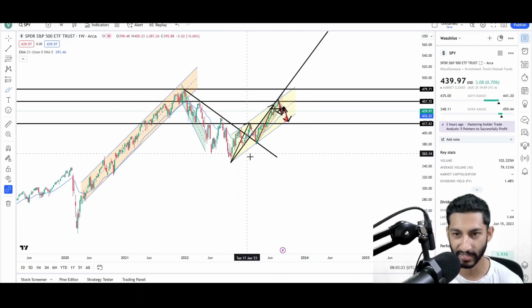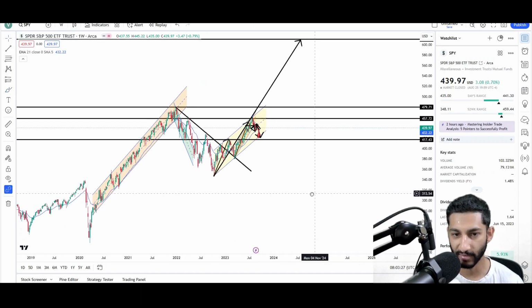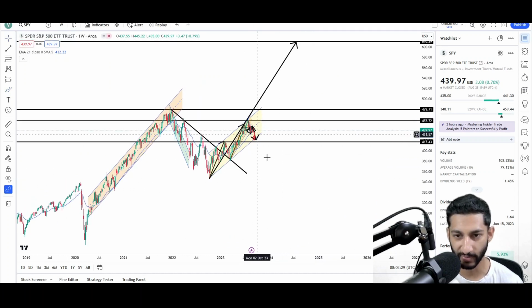So the expectation is that the trend will continue higher after the pullback. But does the market always do what you expect? Not really. So we could just continue crashing down too. But the expectation is we won't.